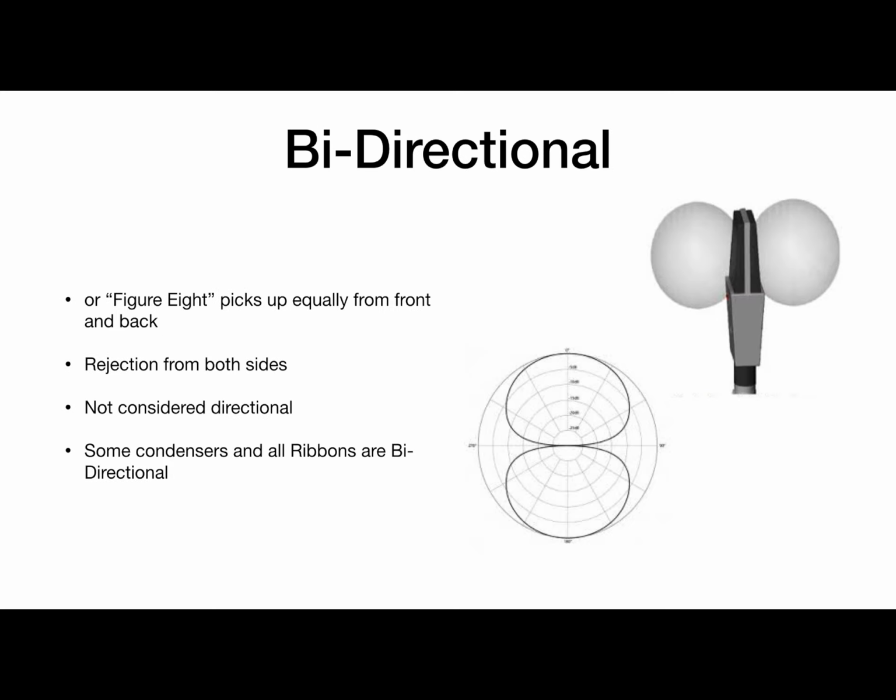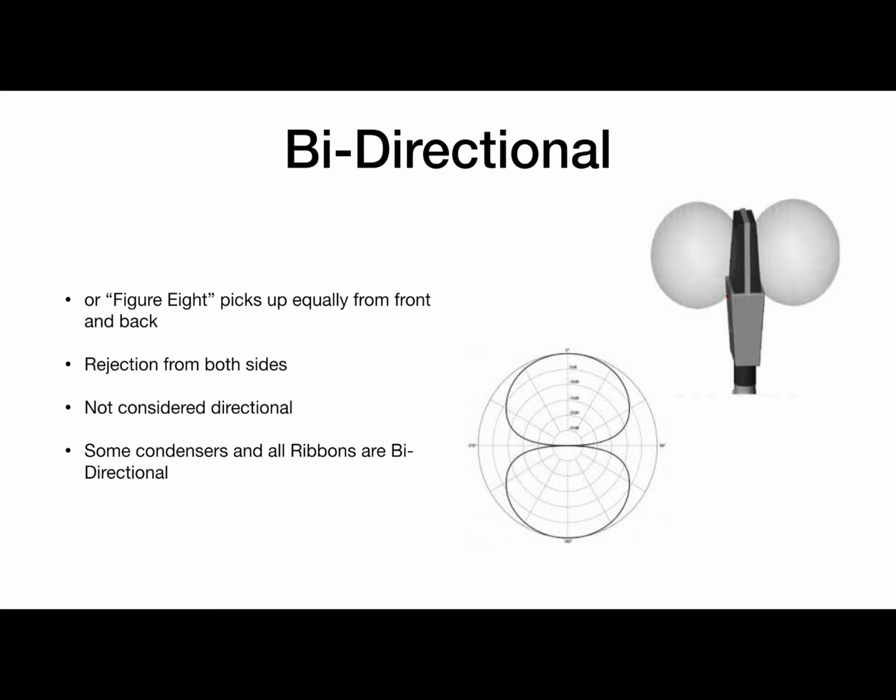Bi-directional patterns are also called figure eights due to the shape of their sensitivity graph. They have an equal sensitivity response in the back as they do in the front. All ribbon microphones, for example, have a figure eight pattern, and some condenser microphones do as well.